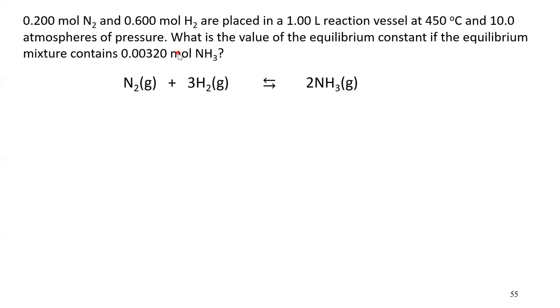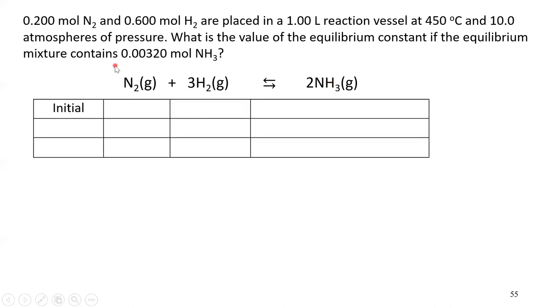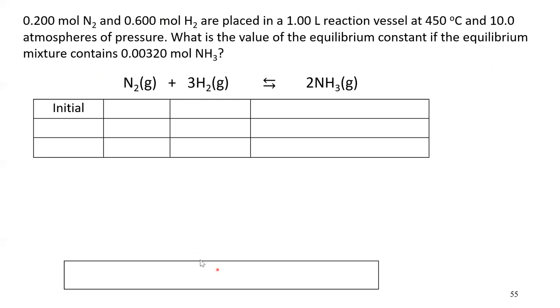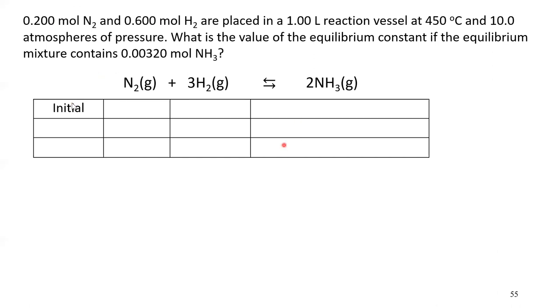If the equilibrium mixture contains 0.00320 moles of ammonia. Well, this 0.200 and this 0.600 are not at equilibrium. They're before the reaction takes place and before equilibrium is established. So what we're going to do is make what's called an ICE chart. And that's going to help us to organize our numbers.